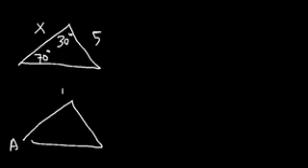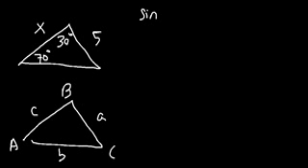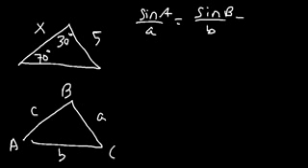But let's say you want to solve for something and you don't have a right triangle. For example, let's say you have this problem. This is 30 degrees. This is 5. This is 70, and this is x. You want to use the law of sines. Let's say those are angles A, B, and C. Across angle A is side A. Across angle B is side B. Across angle C is side C. The law of sines states that sine of A over A is equal to sine of B over B, which equals sine of C over C.